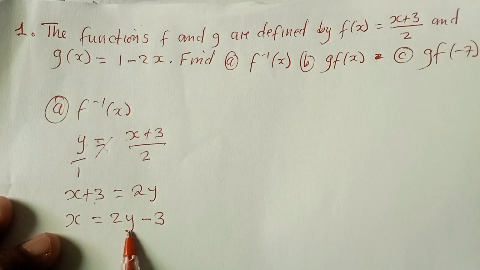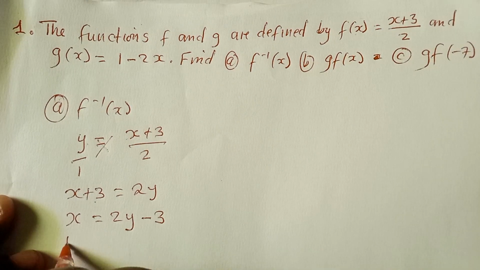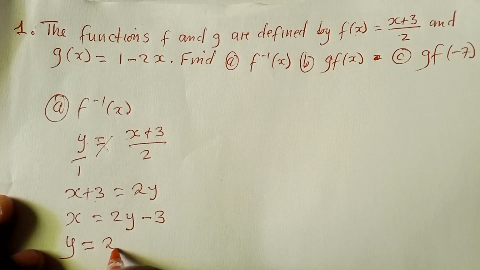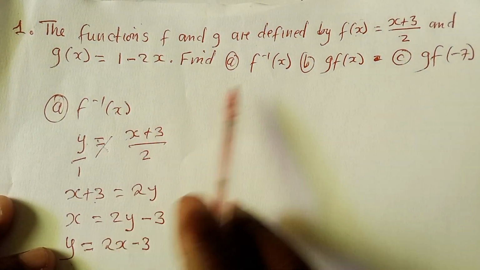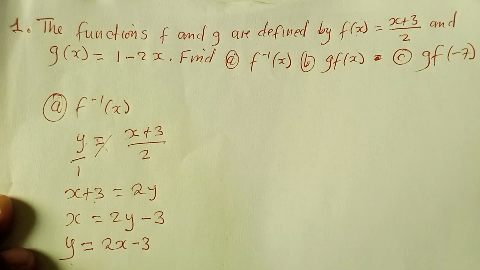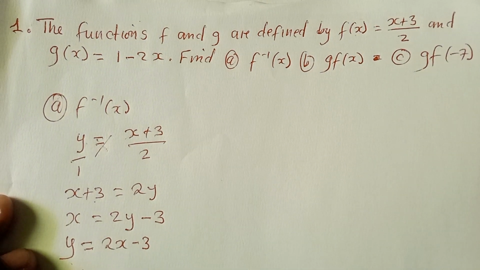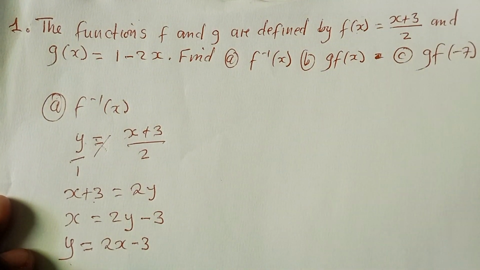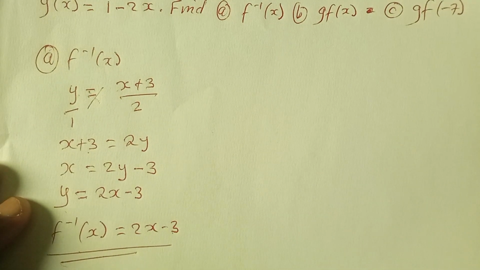After you have successfully made x the subject of the formula, you just swap these letters. Where there is y, you put x. Where there is x, you put y. So we say y is equal to 2x minus 3. This y, remember, is f inverse of x. So f inverse of x is equal to 2x minus 3. Hence the answer.